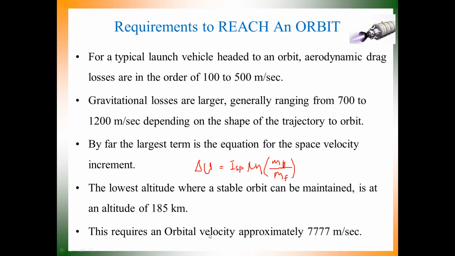And the escape velocity, as we have discussed previously, of a rocket is at least 11.2 kilometers per second, or 11,200 meters per second. But the orbital velocity of a vehicle, to maintain the vehicle within the given orbit, should be 7.78 kilometers per second. That is the requirement to reach an appropriate orbit.